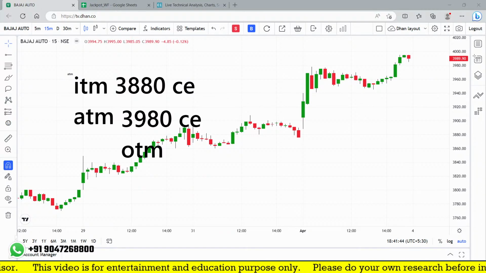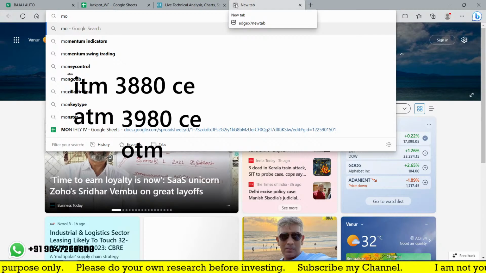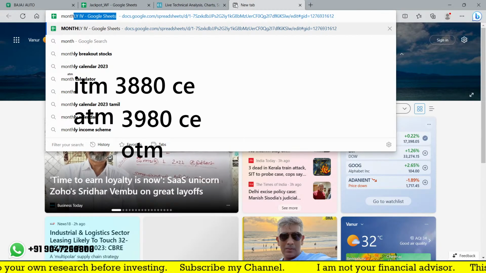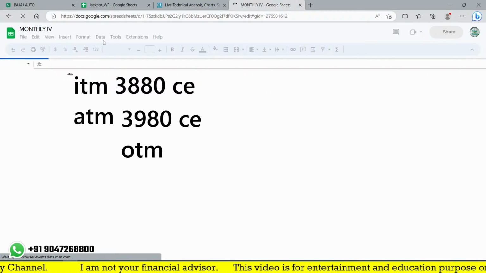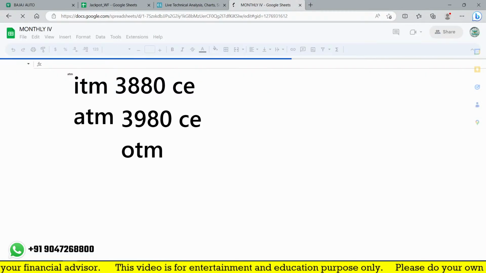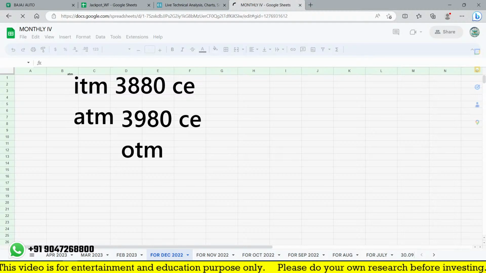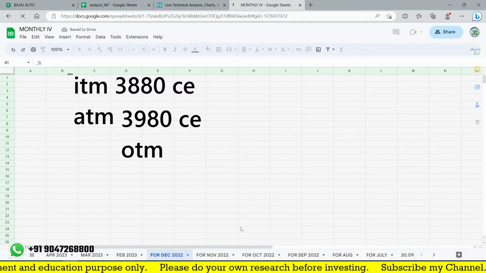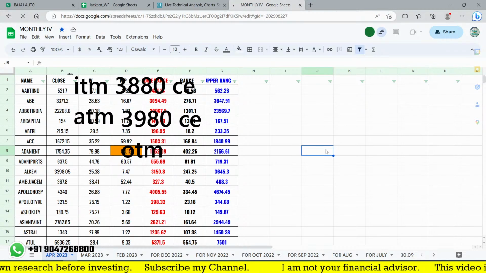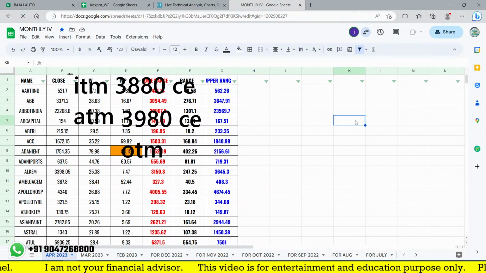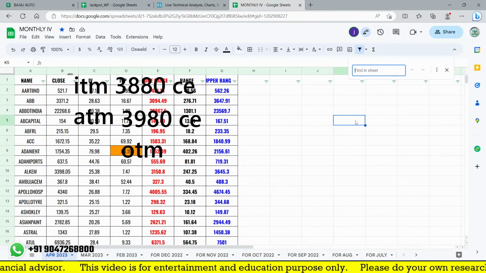I already have some methods to find an OTM strike price using the monthly IV sheets. You can easily access this sheet, those who have finished the monthly IV. So I'm just opening the sheet, and you can easily find out what the OTM strike price should be, which was already updated for the April contract. So if I go to April, I just find it with Control F, Bajaj Auto.